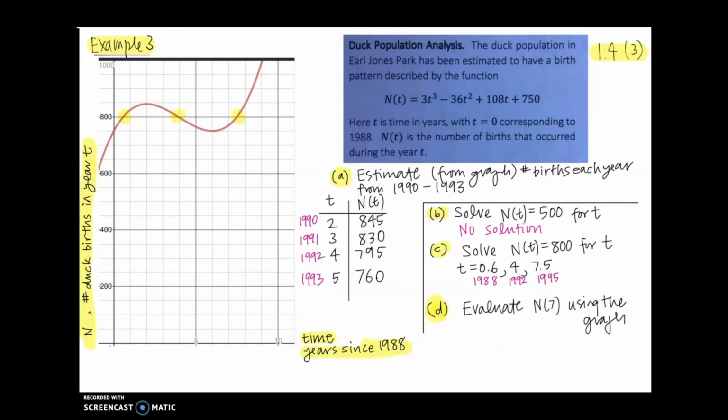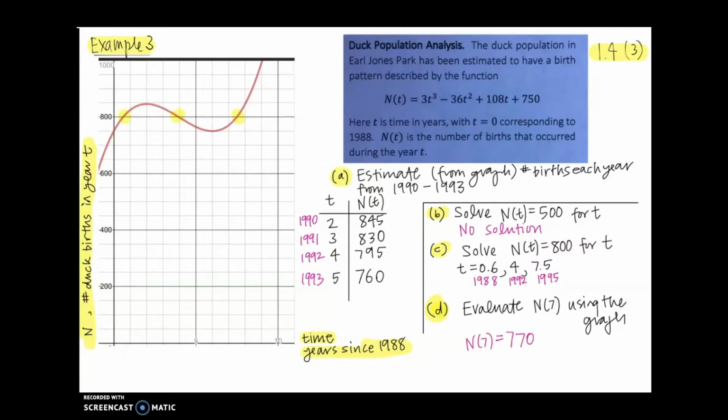Evaluate n of 7 using the graph. So is this 7 an input or an output value? And inside the parentheses, those are always our inputs. So this is a year. We're talking about inputs here, and this is this year 7, which would also be 1995. And we want to know what n is when t equals 7. And so let's see, this is about 750 plus maybe 20 more, so about 770. So we could say that n of 7, a good estimate, would be 770.